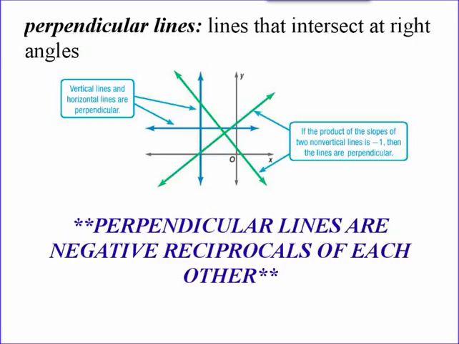Now, the next thing we're going to talk about is perpendicular lines. Perpendicular lines are lines that intersect at right angles. Lines that intersect at right angles. Now, you see perpendicular lines a ton of places. And so if you notice the diagram, they talk about vertical and horizontal lines being perpendicular.